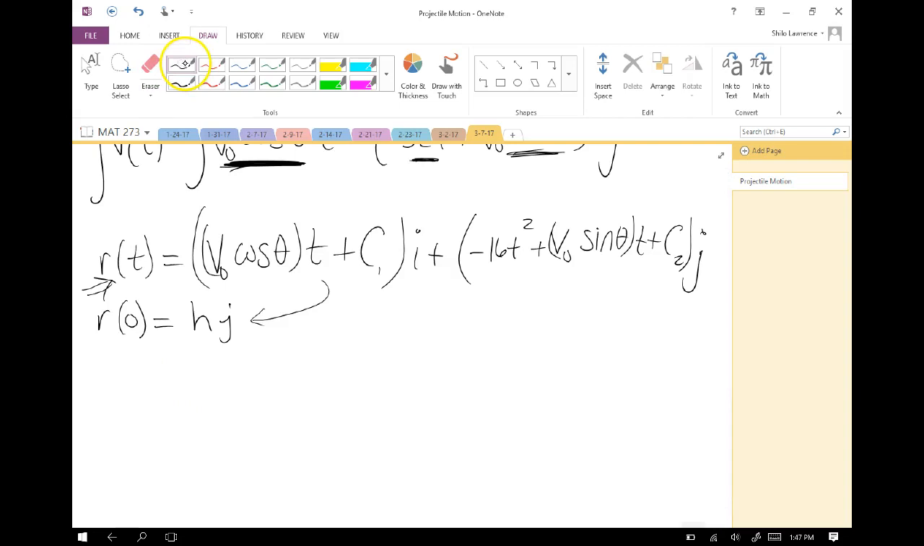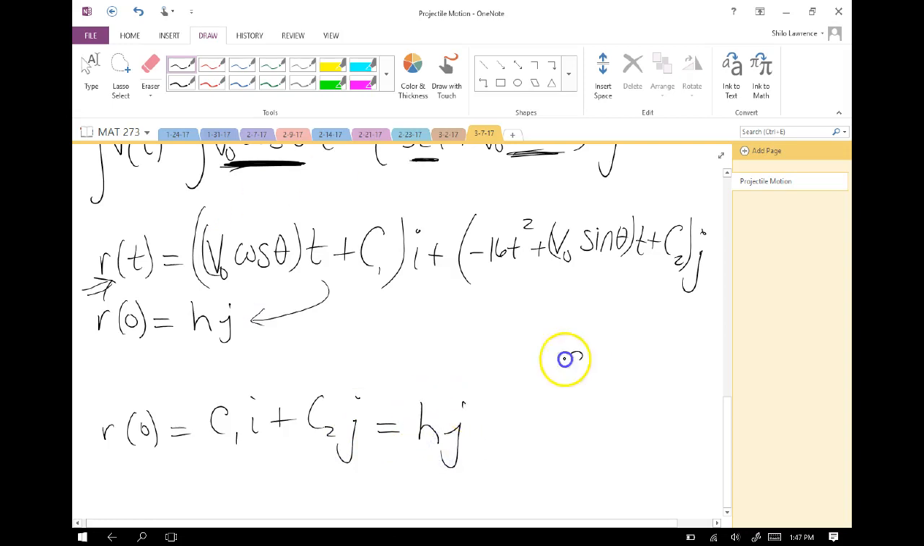So I'm going to plug 0 in for our antiderivative. We're going to plug 0 in for t. We just get c1i plus c2j again. And according to our initial condition, this should equal hj, which means c1 equals 0, c2 equals h.